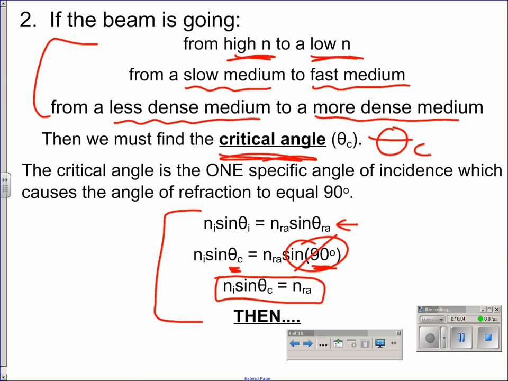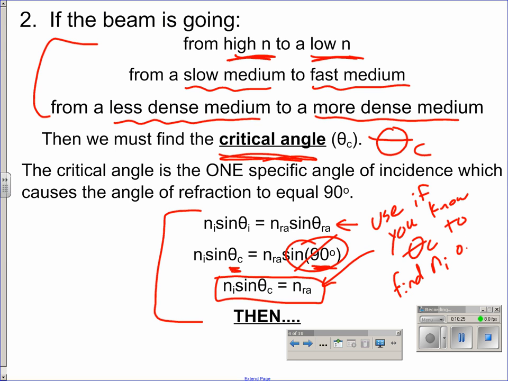Now there are going to be problems in your homework where you'll know the critical angle, and then you can use that equation that I just drew an arrow at to find your missing index of refraction.